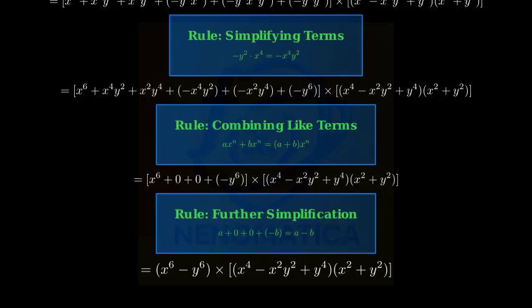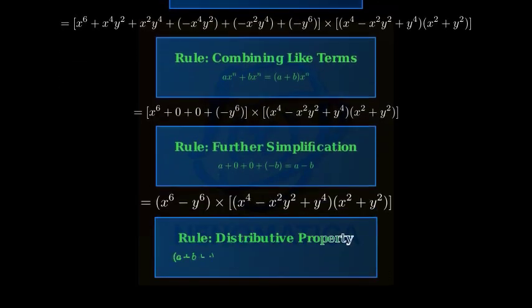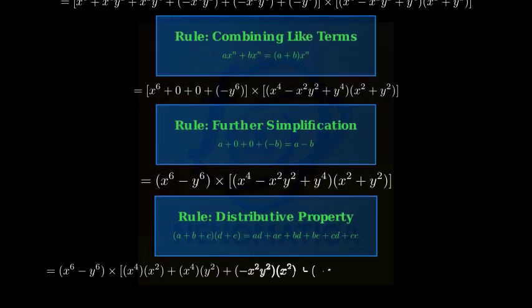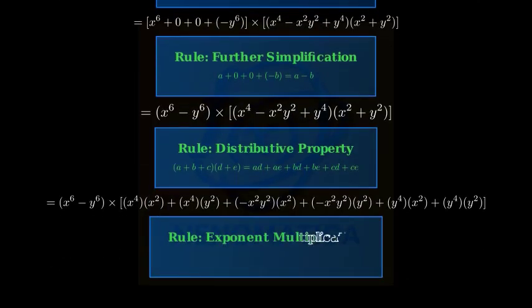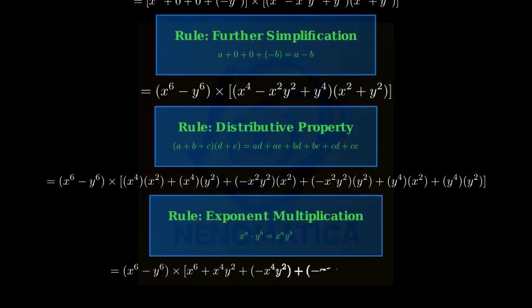Now, let's focus on the second group. We need to distribute the terms in the second factor. We'll multiply x to the fourth minus x squared y squared plus y to the fourth with each term in x squared plus y squared. Let's simplify the terms in the second group. Performing the multiplications and adding the exponents for terms with the same base, we get x to the sixth, x to the fourth y squared, negative x to the fourth y squared, negative x squared y to the fourth, x squared y to the fourth, and y to the sixth.